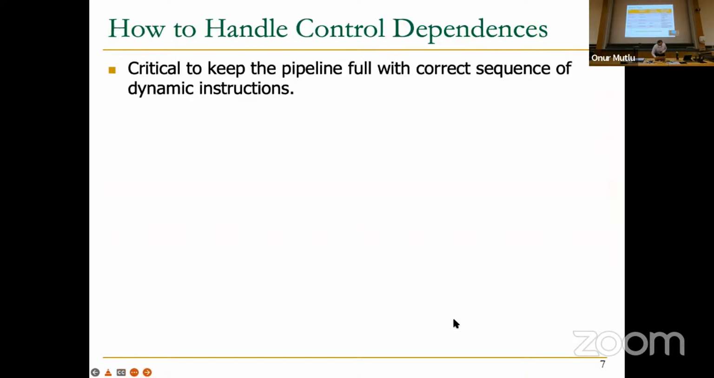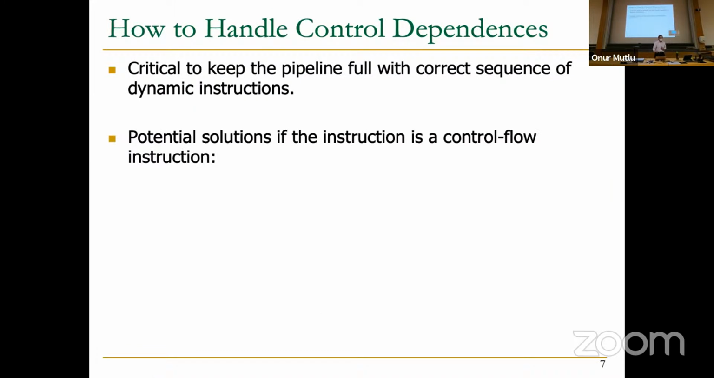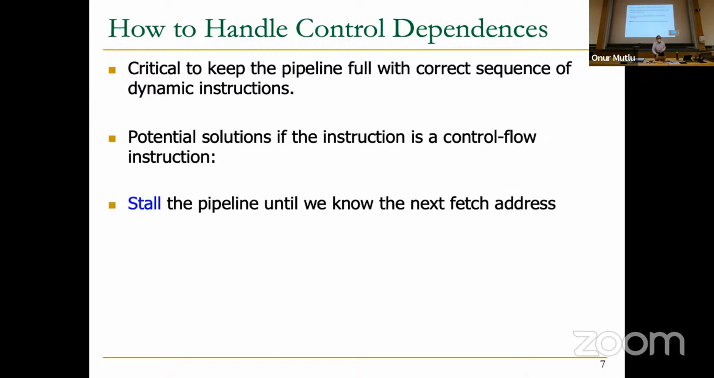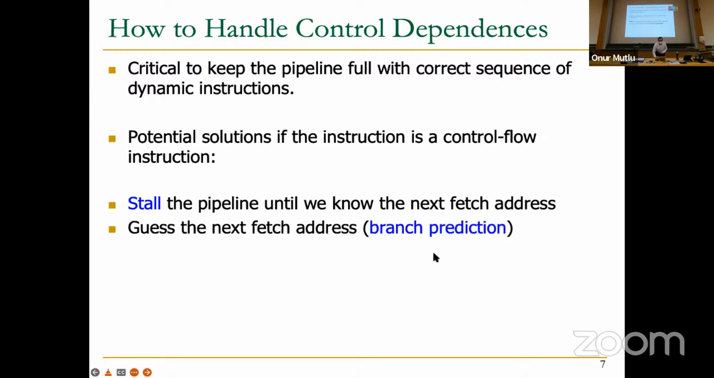Okay, so how do we handle control dependence? Clearly, it's critical to keep the pipeline full with the correct sequence of dynamic instructions. There are many potential solutions. Just like data dependence handling, branch control dependence handling has many solutions. Stall the pipeline. Bad idea. We'll cover it very quickly, but hopefully this is already clear that it's a bad idea, right? Stall until you know the next fetch address.